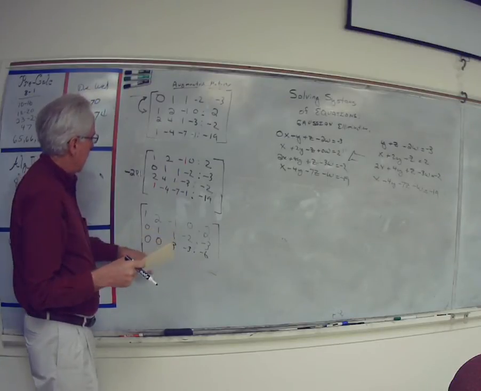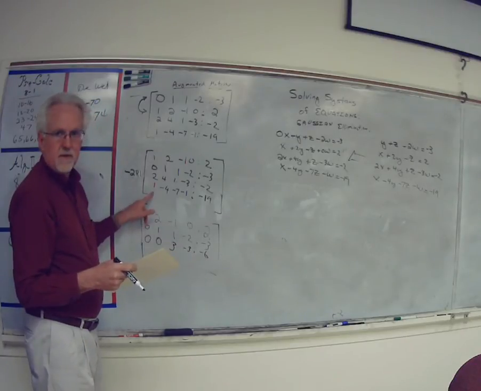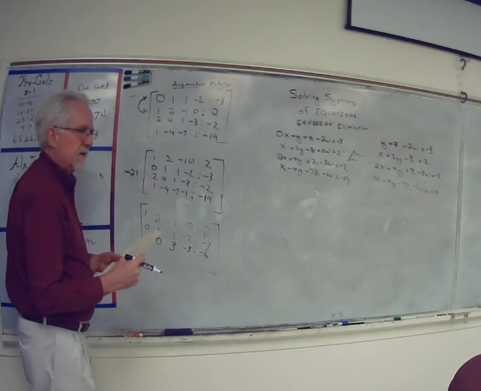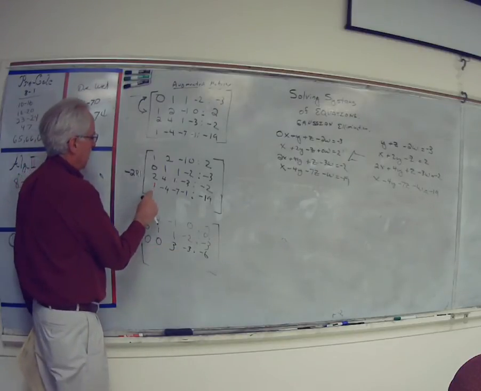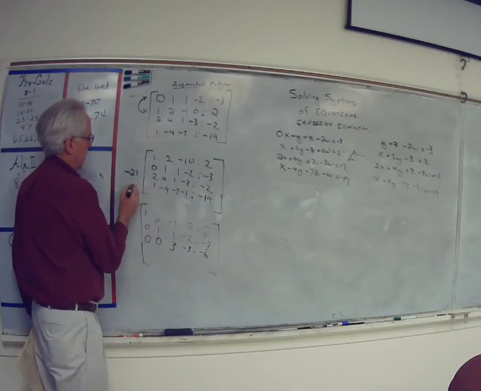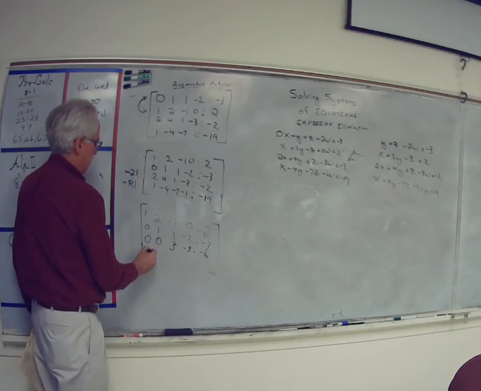Should we go ahead and work on this one in the same step to get rid of this one? Okay. So that, right. Does that make sense? Yes. So I want to get rid of this, so what am I going to do? It'd be minus row 1. Minus row 1. And so 1 minus 1 is 0.